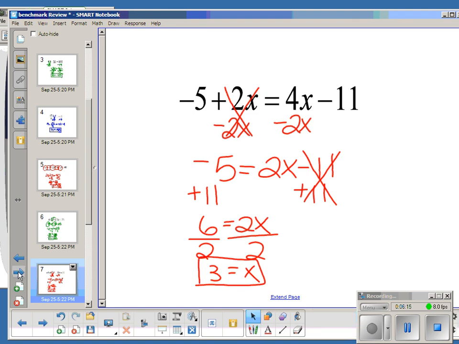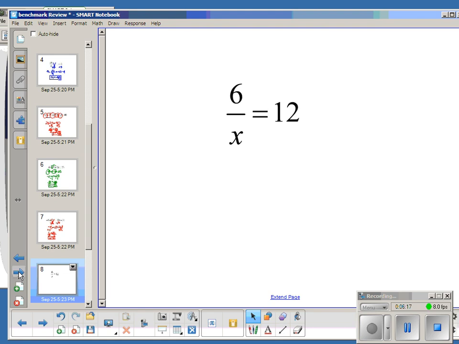Next example. This one may have been one of the ones on the benchmark thing. I don't know what to do. So if we're looking at this, the funny thing about this problem is there's an x on the bottom. So how do we get rid of a division of x? Same way we get rid of the division by a number. We're going to multiply by x on both sides, because what we do to one side, we have to do to the other. The x is no longer divided over here, so I'm left with 6 equals 12 multiplied by x.